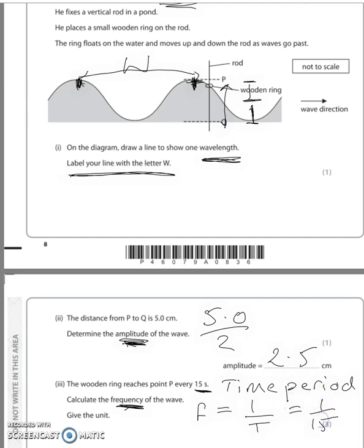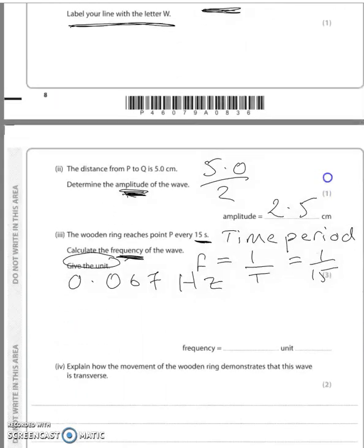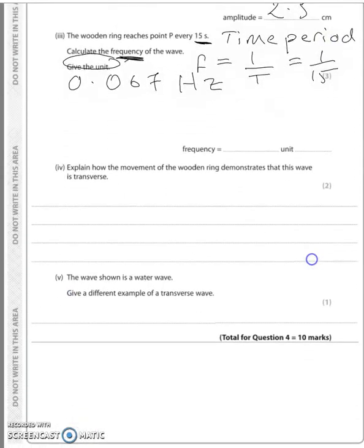So 1 over 15. You get another mark for the answer, and you can round that to 0.07 if you wanted to. And then the third mark, as usual, is for the unit, which is hertz. Now, if you've got good habits, unlike me, you'll then make sure you're popping it in the right place as well.